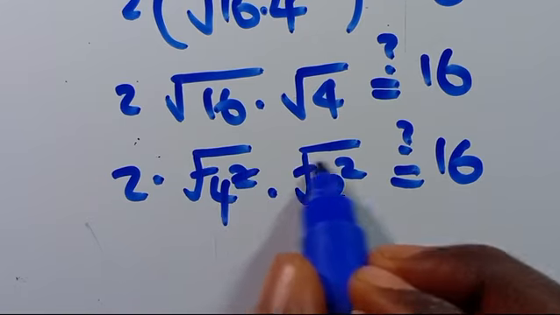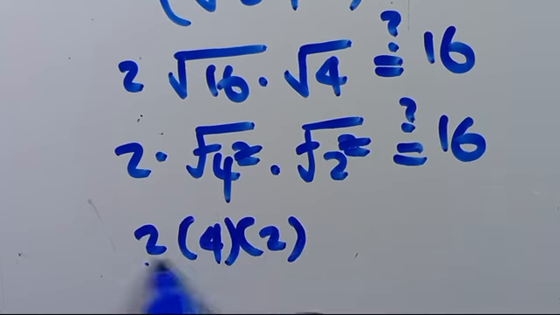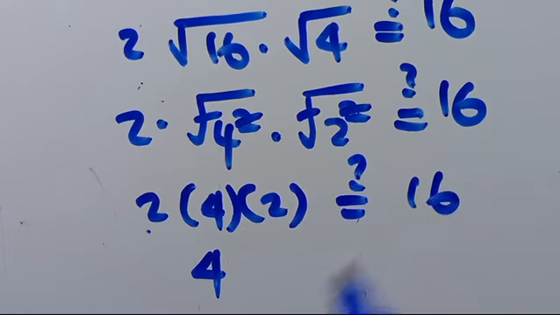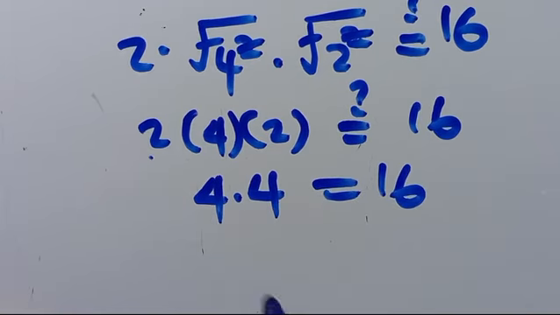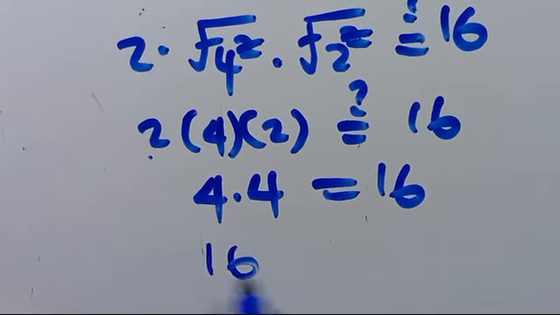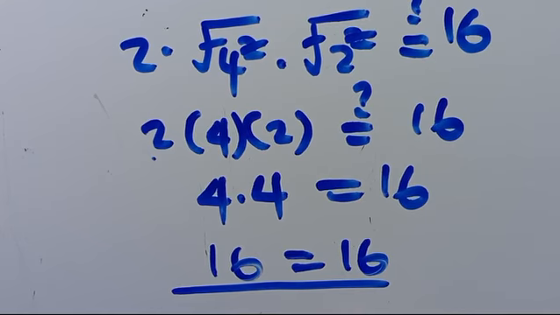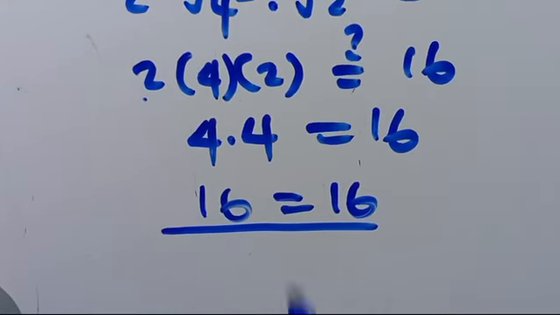This cancels this, this cancels this. We have 2 times 4 times 2. 2 times 2 is 4, and 4 times 4 equals 16. So from here we have 16 equals 16. So the left equals the right. And so we have 16 equals 16.